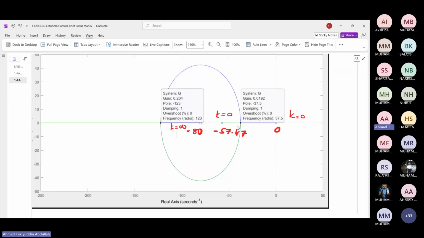Sebab point yang kita akan sebut tu dia berada pada real axis. Dan apa yang kita buat? Kita buat berkenaan dengan kita punya root locus plot. Right, guys?